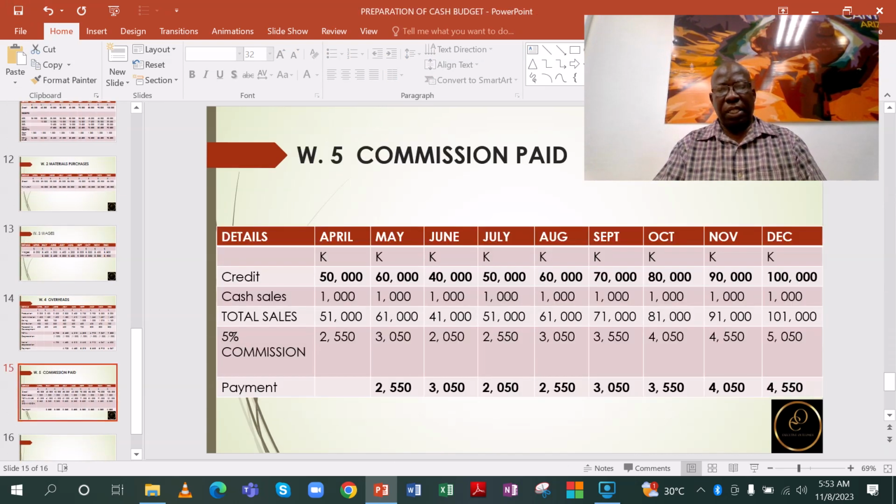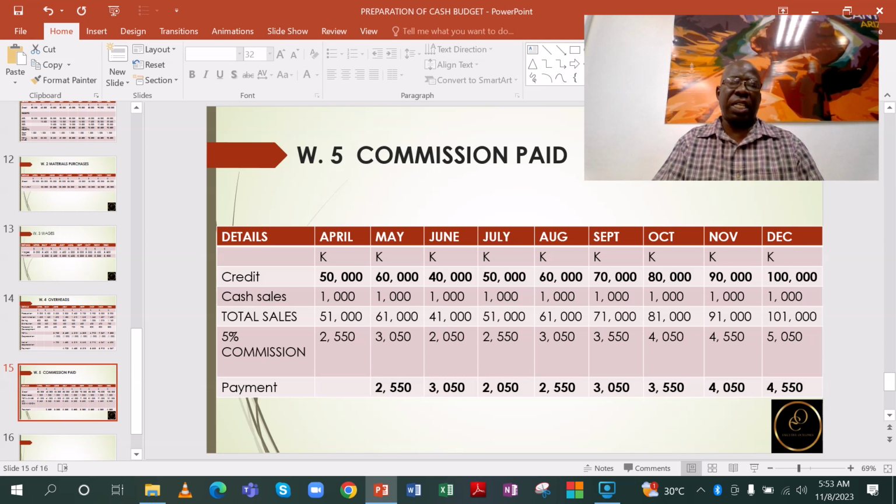What does it give us? So we have credit sales 50,000, 60,000, 40,000, 200,000 as we saw. Then we are also advised that there was a cash sales of 1,000 per month. So total sales, both credit and cash sales per month, in this case will be, in April, 51,000. In May, 61,000. In June, 41,000. In July, 51,000. In August, 61,000. In September, 71,000. So these are the total sales.